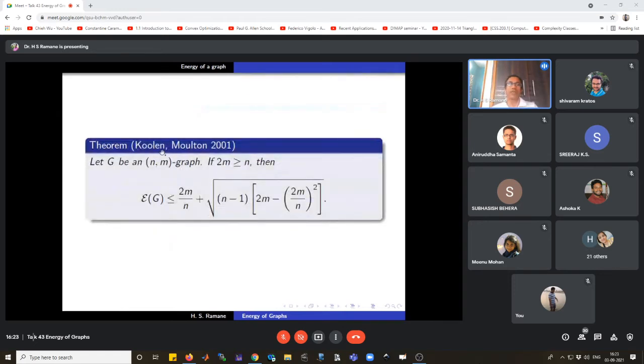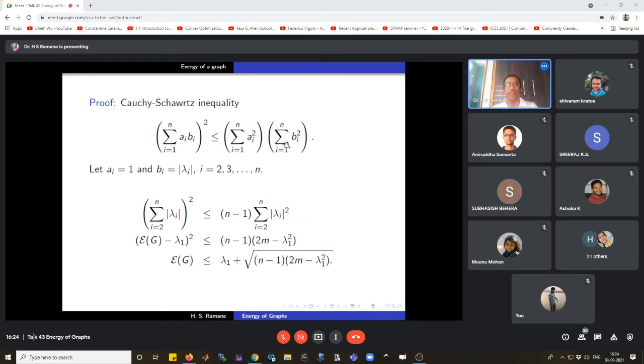After that, Koolen and Moulton gave a bound for a graph in terms of the number of points as well as the number of lines, with the condition that 2m is more than or equal to n. So consider a graph G with n points and m lines, and 2m is more than or equal to n. Then the energy of G is less than or equal to 2m by n plus square root of n minus 1 into 2m minus 2m by n whole square. For this, what they have done, again taking the Cauchy-Schwarz inequality and replacing ai with 1 and bi with mod lambda i, but you have to start from 2 to n, not from 1 to n.